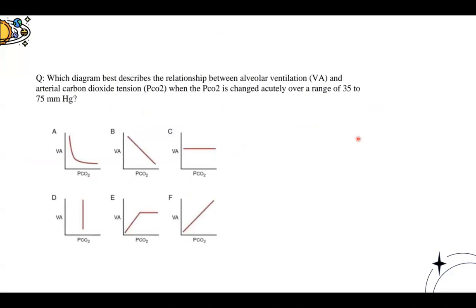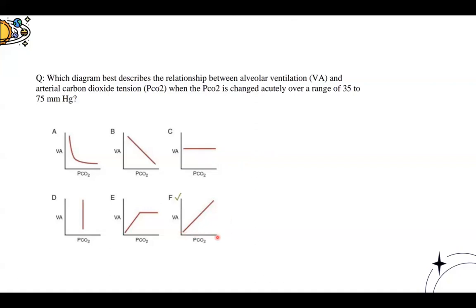Which diagram best describes the relationship between alveolar ventilation and arterial carbon dioxide tension when the PCO2 is changed acutely over a range of 35 to 75 millimeter mercury? Okay, so we got F and we got A. Okay, let's see. So the answer is F.